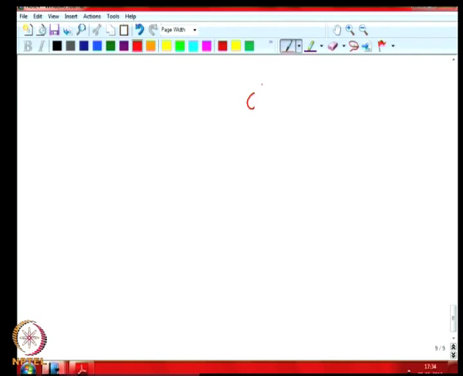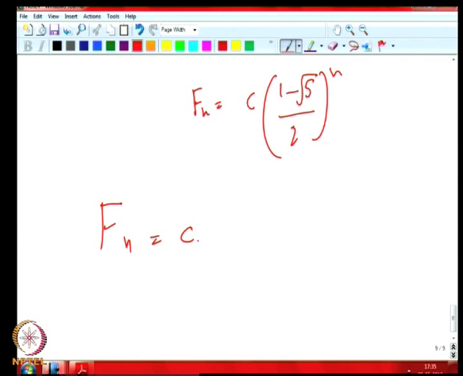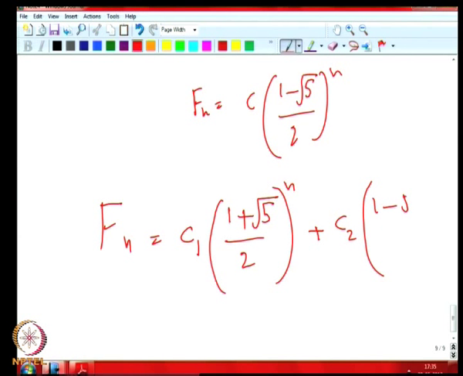The same is true if you had defined Fn as c into (1 minus root 5) by 2 whole power n, then also the recurrence relation will be satisfied. And more generally, we could have defined Fn as some constant c1 times (1 plus root 5) by 2 whole power n plus some other constant times (1 minus root 5) by 2 whole power n.